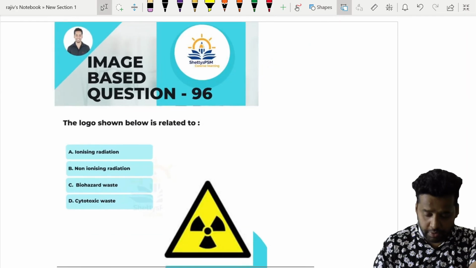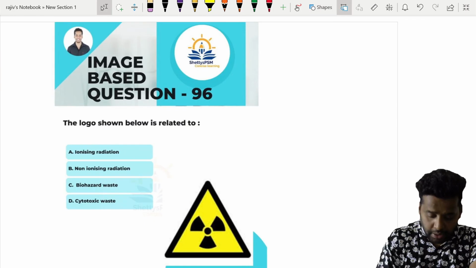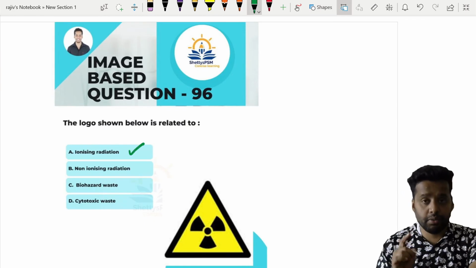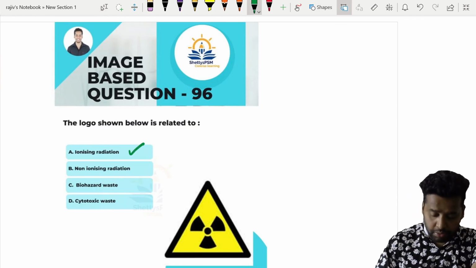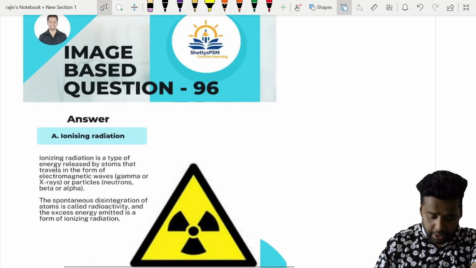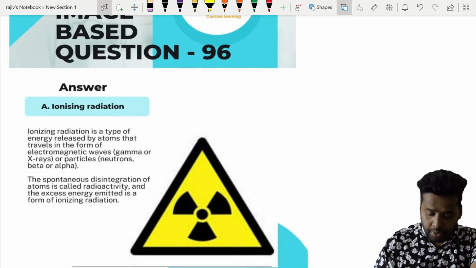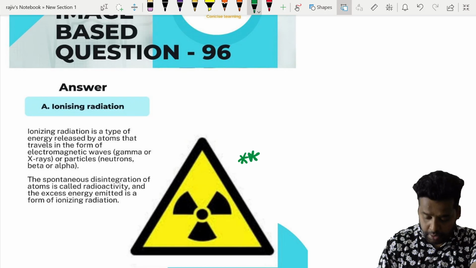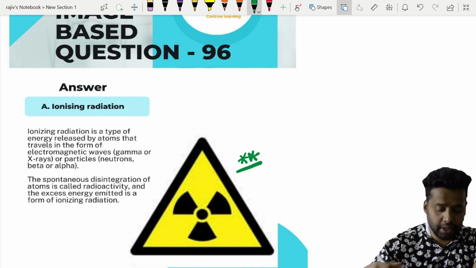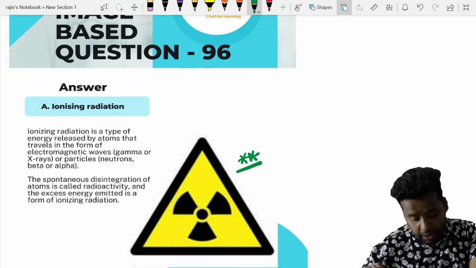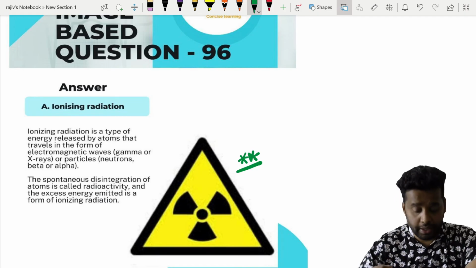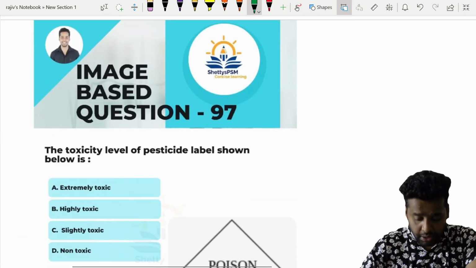A bit difficult question. The answer is ionizing radiation. The logo shown below is for ionizing radiation. So this was a repeated question. What is ionizing radiation? You can read it later in the PDF that I am giving you. This logo is for ionizing radiation related to biomedical waste.